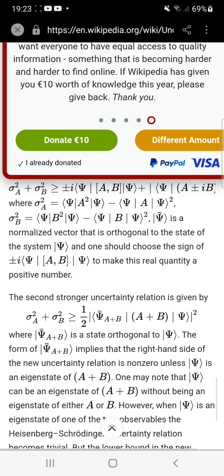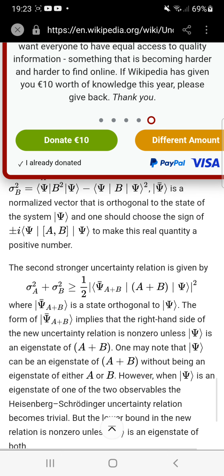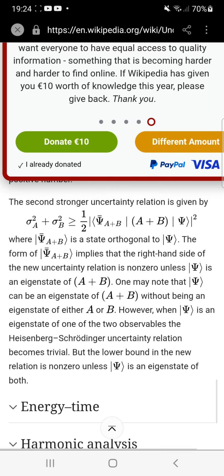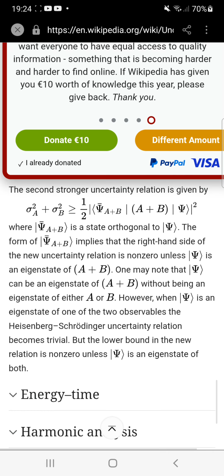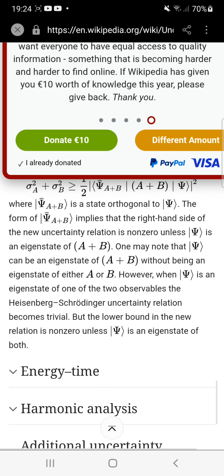where sigma squared A equals <A²> minus <A>², sigma squared B equals <B²> minus <B>². Ψ⊥ is a normalized vector that is orthogonal to the state of the system Ψ, and one should choose a sign of plus or minus i <[A,B]> to make this real quantity a positive number. The second stronger uncertainty relation is given by sigma squared A plus sigma squared B greater than or equal to half |<Ψ|(A+B)|Ψ⊥>|², where Ψ⊥ is a state orthogonal to Ψ.